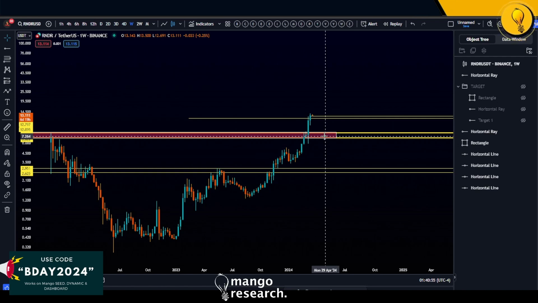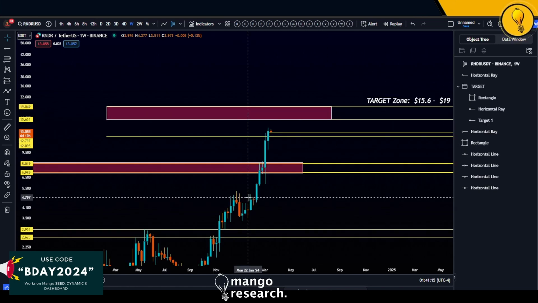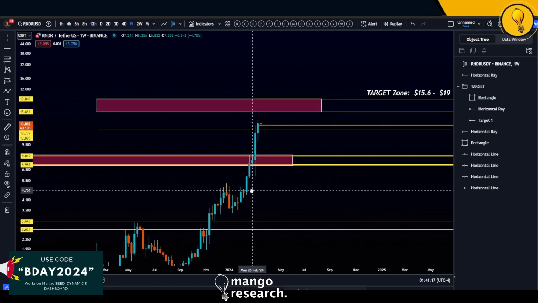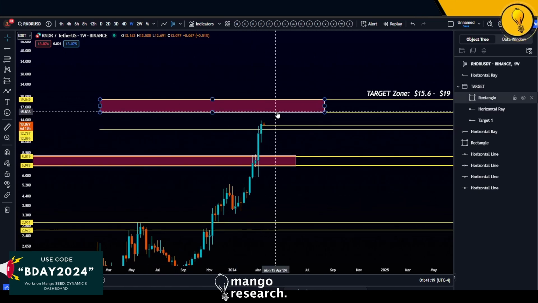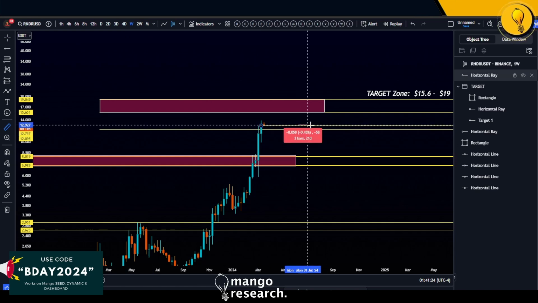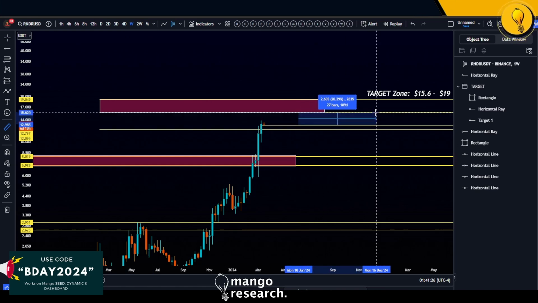So the next target that I particularly am going to be looking at is, let's get a drum roll, please. And this is it right here. It is a target zone going in from around $15.60 all the way up to $19. From where price is at right now to that first $15 mark, that's going to be a good 20% to the upside. To $19, that's going to be a good 47% to the upside.